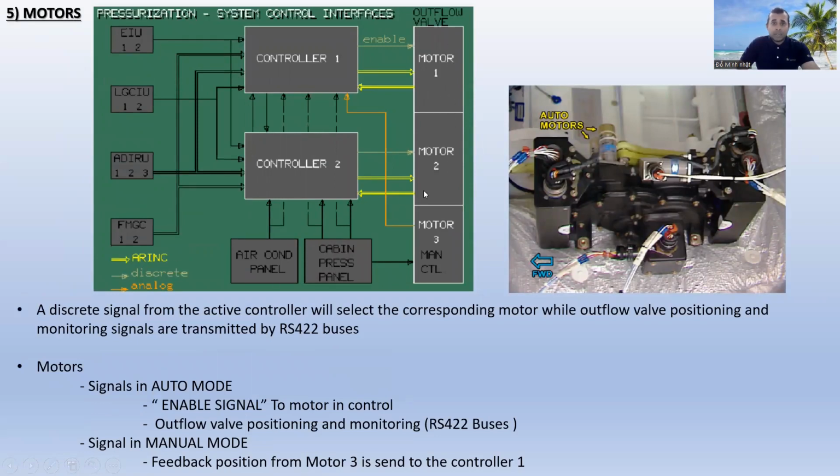So there will be the arrange signals, right? Arrange signals, these are the analog signals from motor number 3. This is the actual auto motors. This is the motors, right?